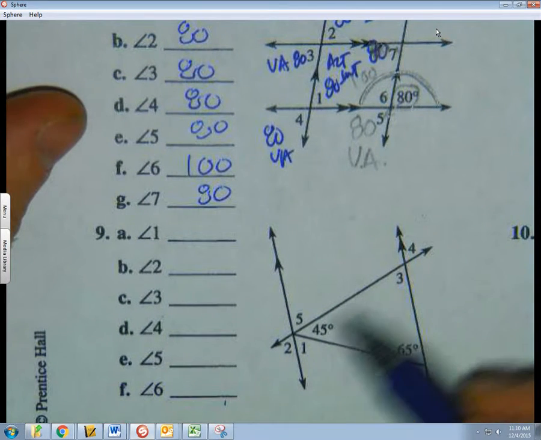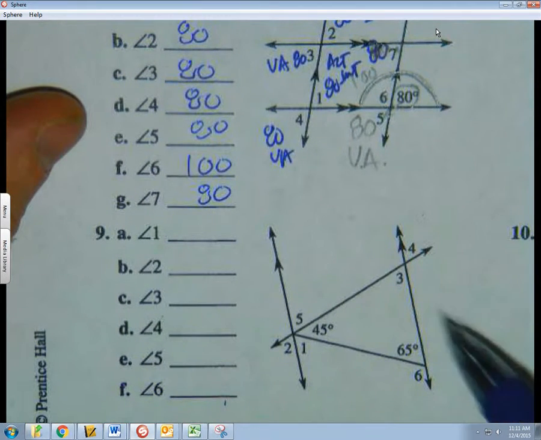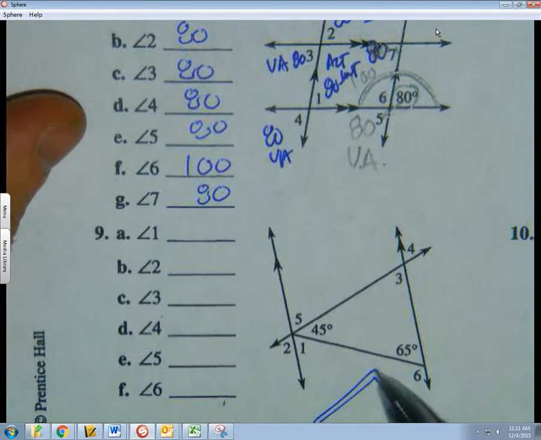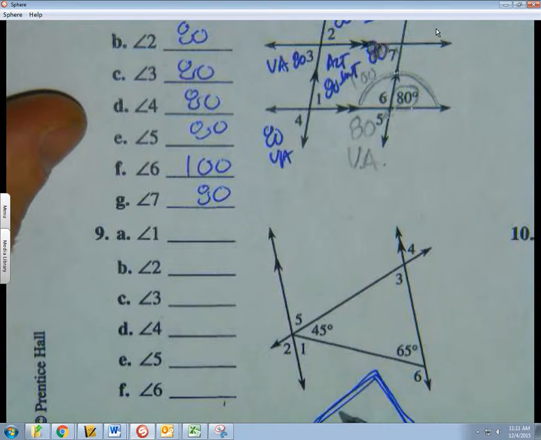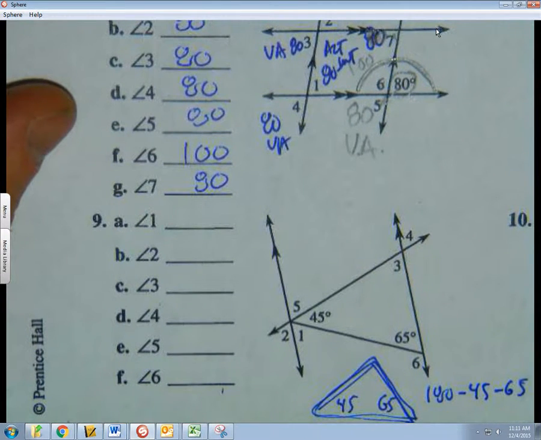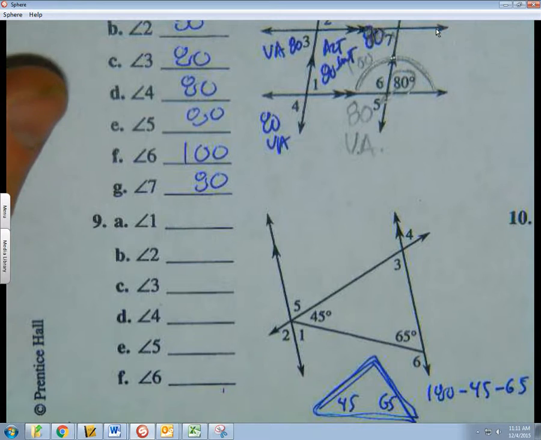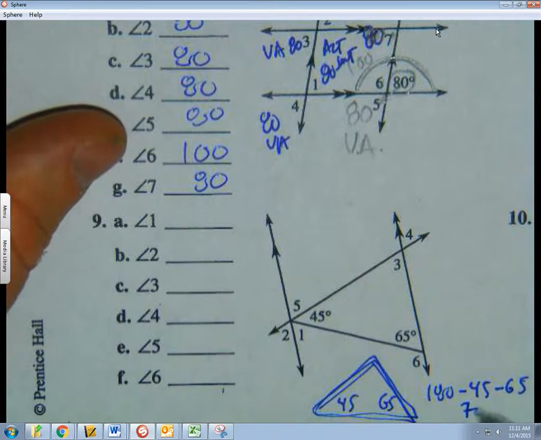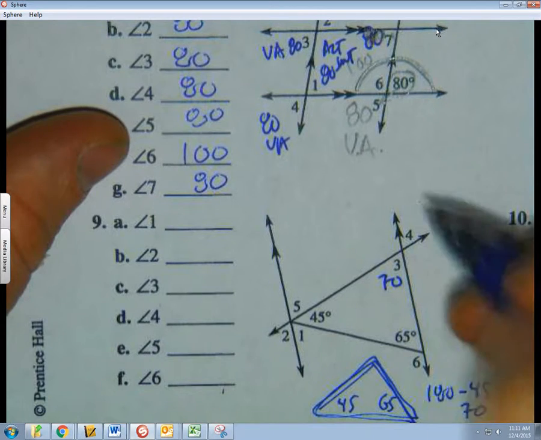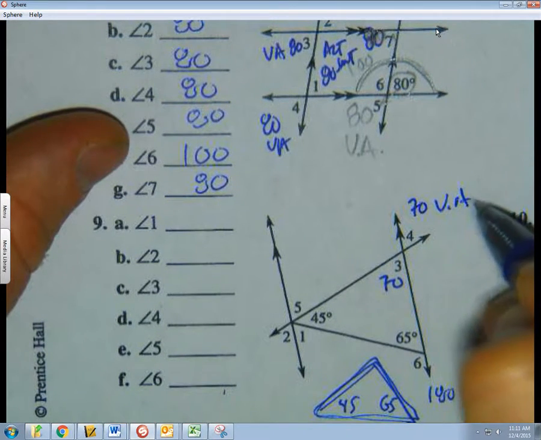This guy right down here. I see a shape. I see a triangle hanging out right in the middle there. I know about triangles. They have to be 180. So I'm going to do 180 minus 45 minus 65. And that gets me 70. Rational arguments, those are true. 3 is 70. 4 is 70, because those are vertical angles.